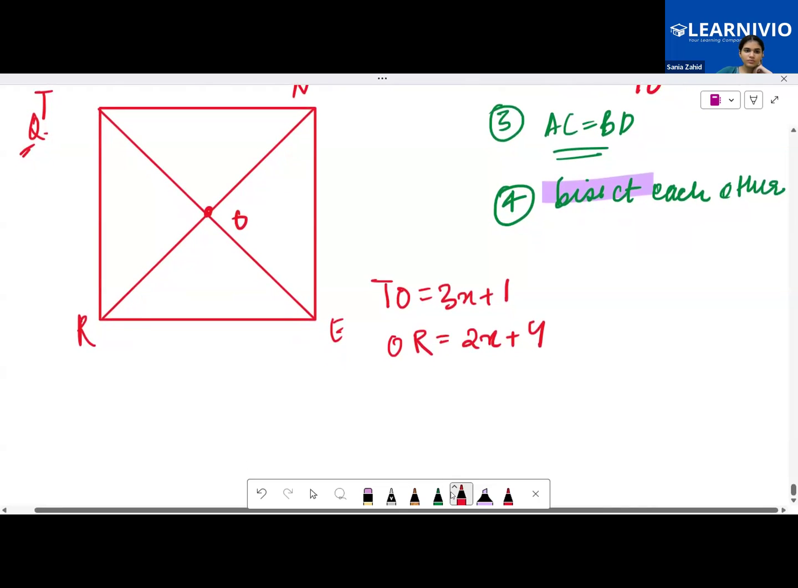X is there in the equation. Ma'am, I know this. Can I tell? Yes. Ma'am, since TO is equal to 3x plus 1, so OE is also equal to TO. So TO equals OE, so 3x plus 1 plus 3x plus 1. What will it equal to? You have to find x.